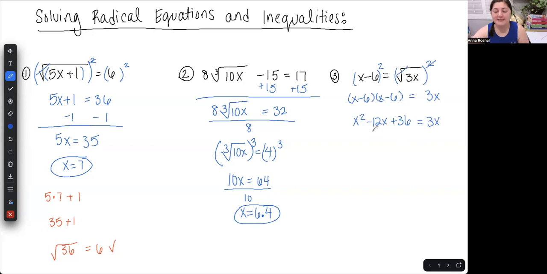I'm going to go ahead and subtract 3x. So I'm going to have x squared minus 15x plus 36 is 0. Now I'm going to have to factor this out. My factors of 36 are 1 and 36, 2 and 18, 3 and 12. And it seems to me like 3 and 12 would be the best match.